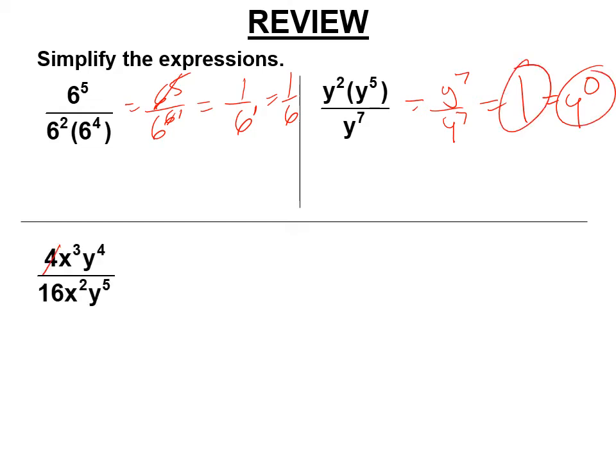Okay, so we have to simplify 4/16 to 1/4. The x squared gets canceled, that becomes a 1. The y to the 4th gets canceled, that becomes a 1. And we have x to the 1st, also known as x, over 4y.